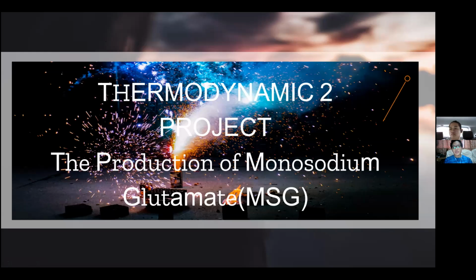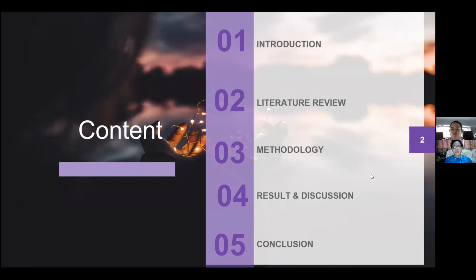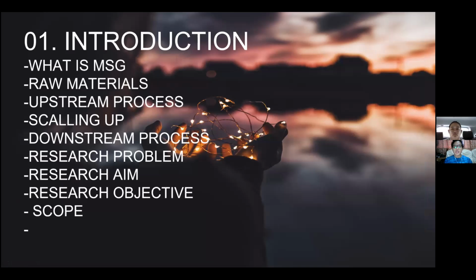So I will start with what is MSG. MSG is also known as monosodium glutamate, the sodium salt of an alpha amino acid, which is glutamic acid. Like tomatoes and cheese, some foods naturally contain monosodium glutamate. For the raw material of this production, different raw materials make up the monosodium glutamate. Micrococcus glutamicus or Corynebacterium glutamicum is the commonly used bacteria to make monosodium glutamate.